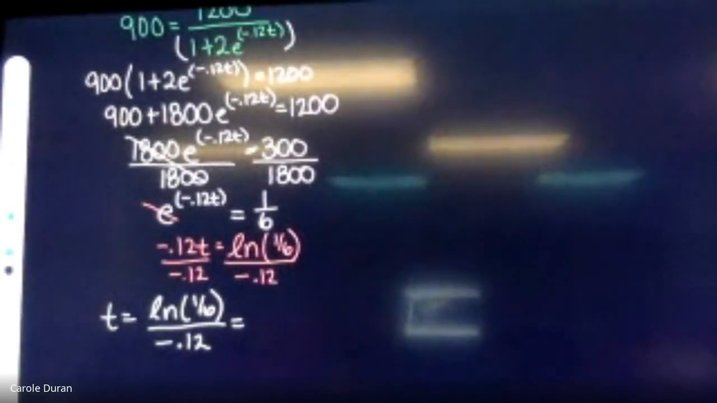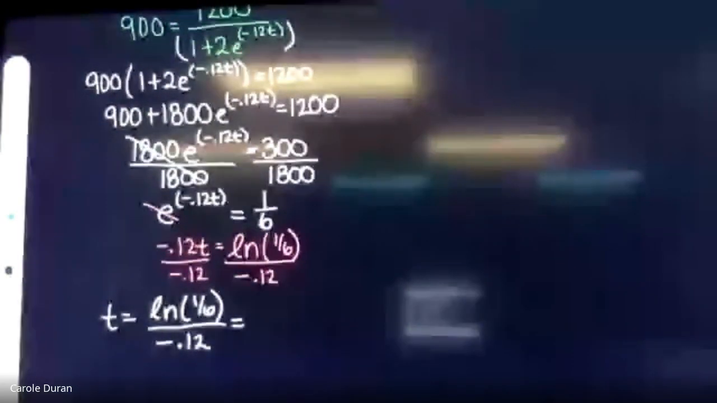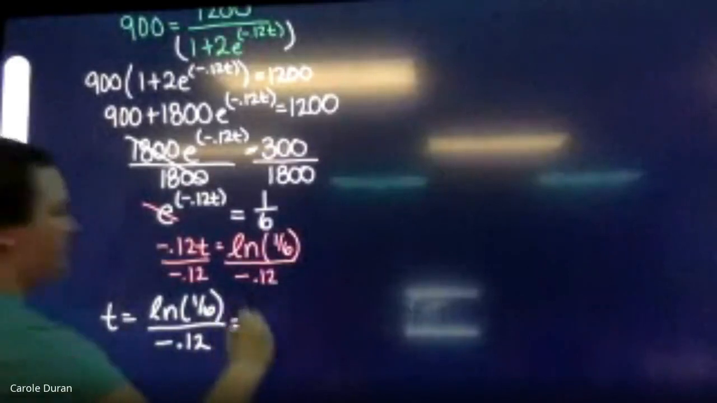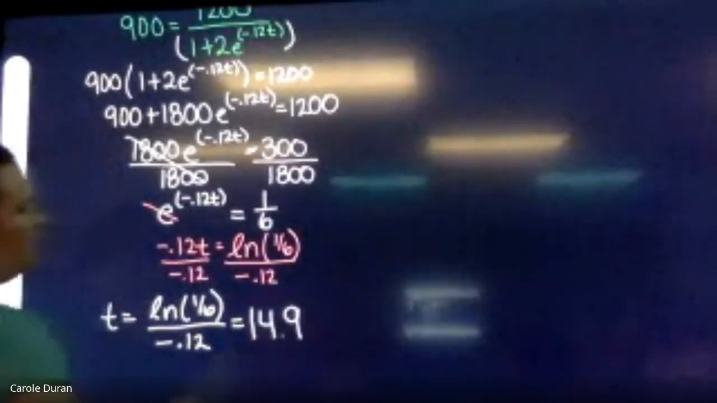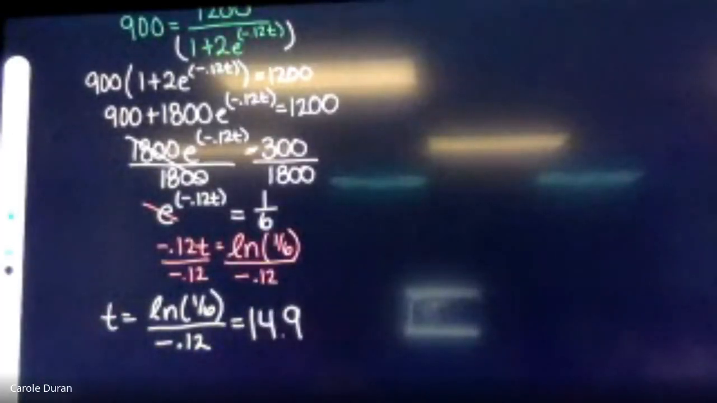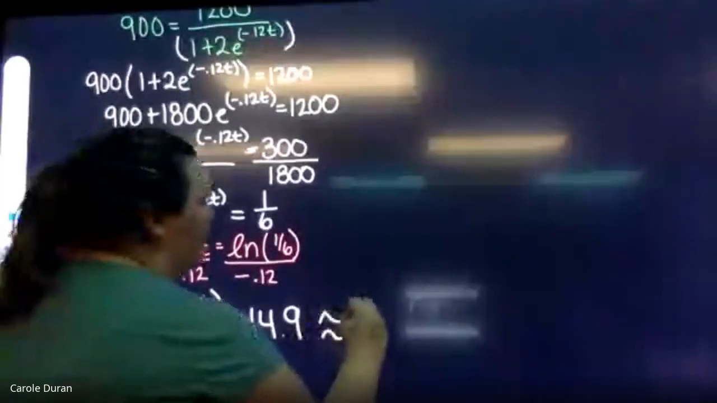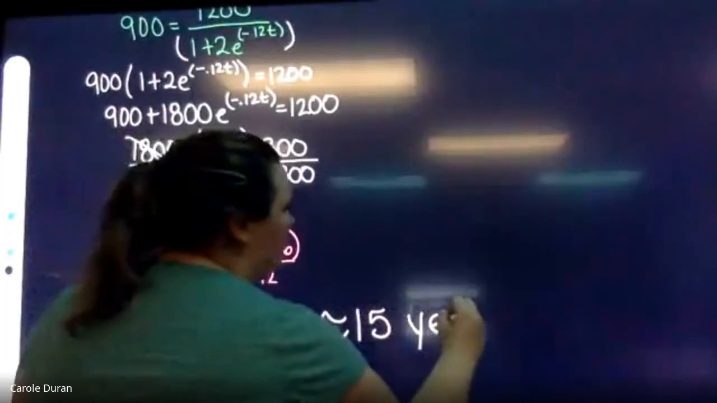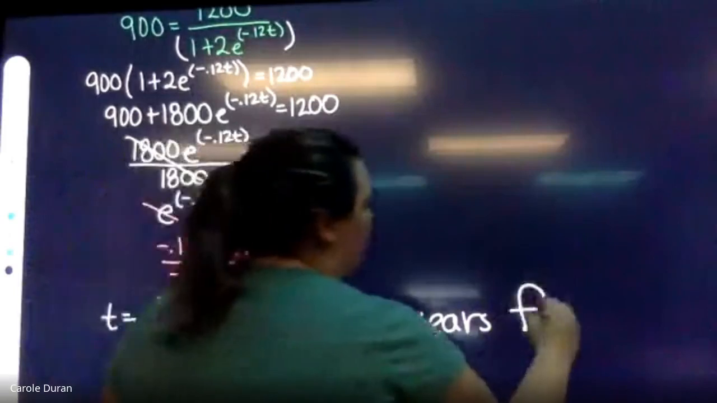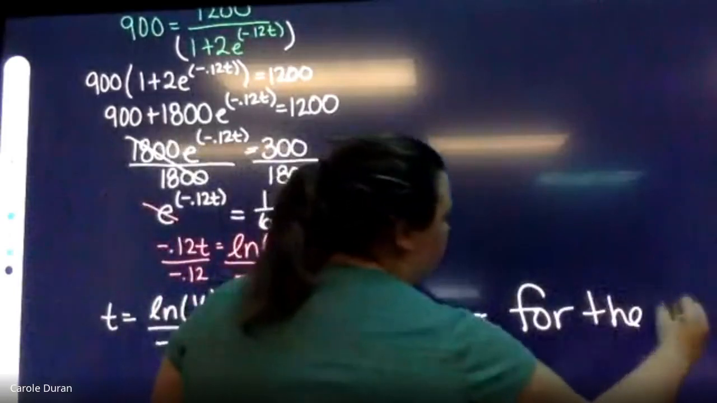I got 14.9 when I did it, but now I don't trust myself. So it seems like we should be getting 14.9, but it said to round. Am I going to round up or down? Up, so we say approximately 15 years for the population to hit 900.